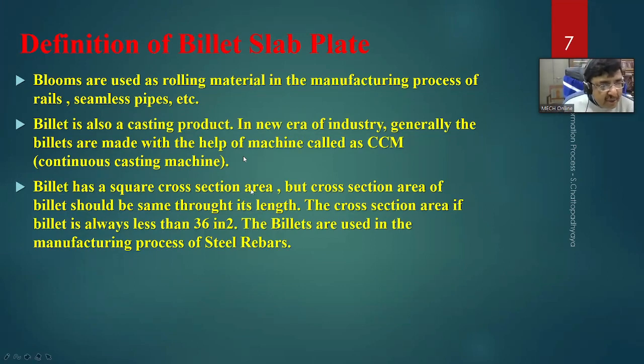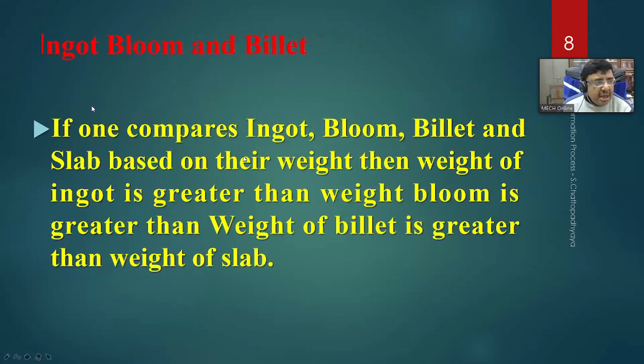Billet has a square cross-section, and the cross-section area of the billet should be the same through its length, uniform. The cross-section area of the billet is less than 36 square inch. And the billets are used in the manufacturing process of steel rebars and all sorts of bars and other kinds of processes. And what is ingot?